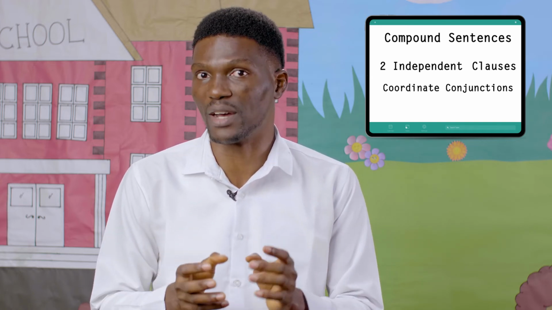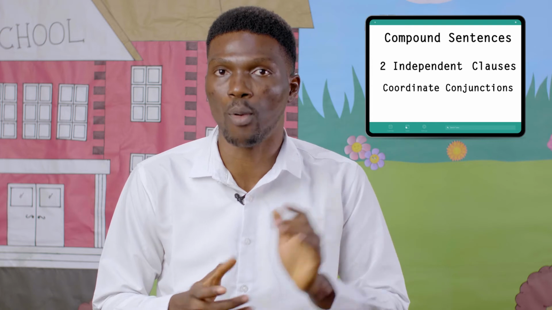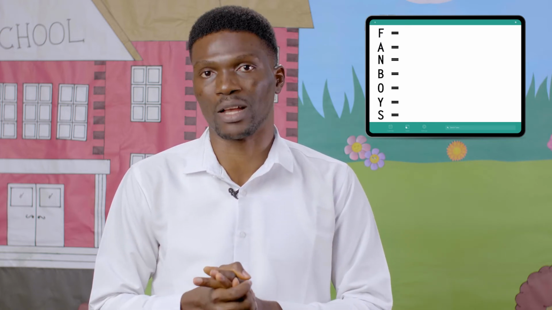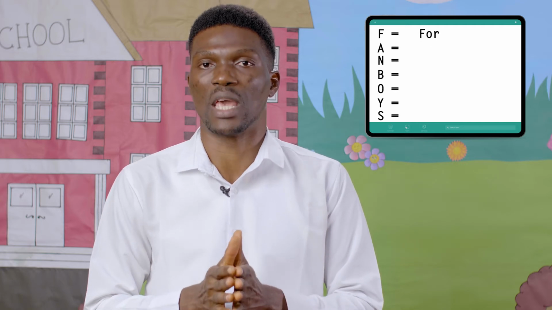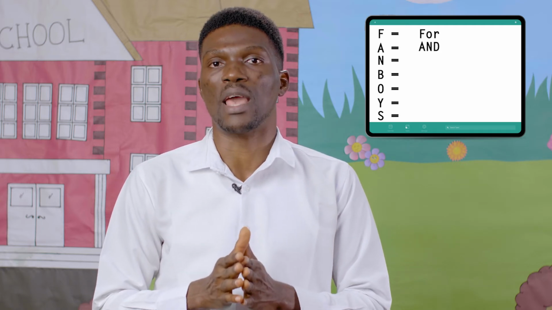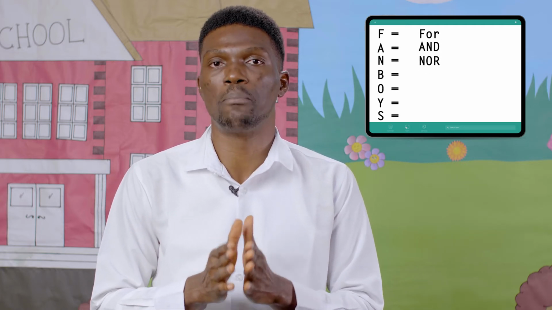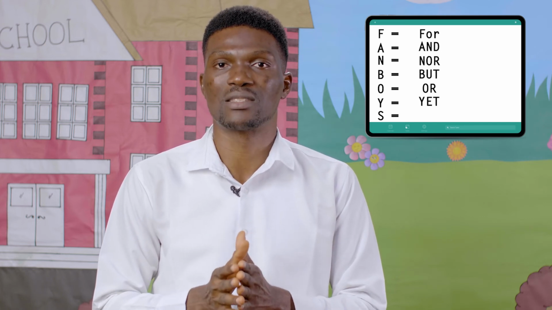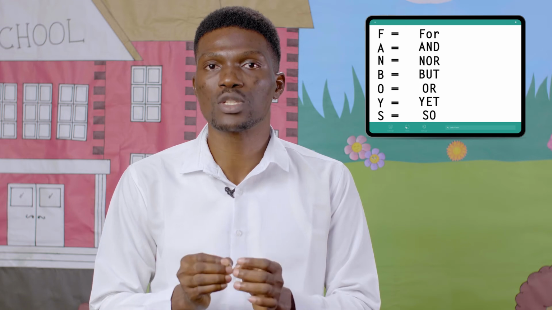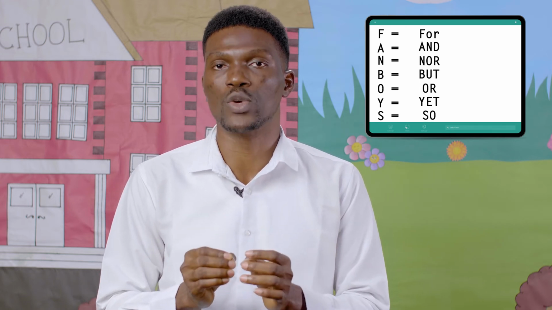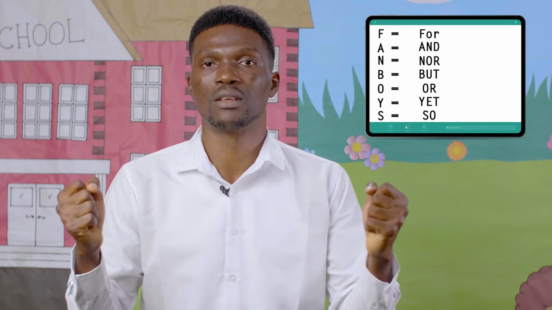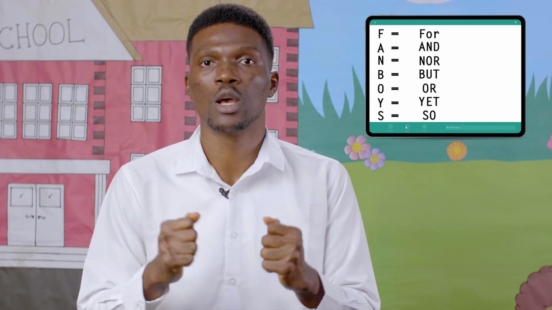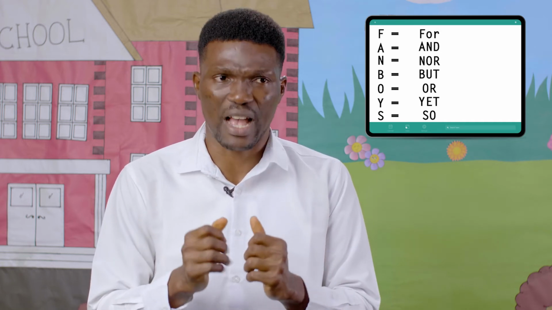I don't know if you've heard about the acronym FANBOYS. All the words in FANBOYS stand for coordinating conjunctions. F stands for for, A stands for and, N stands for nor, B stands for but, O stands for or, Y stands for yet, and S stands for so. So when we use coordinating conjunctions, we use them mostly to link two simple sentences or two independent clauses to form a compound sentence.